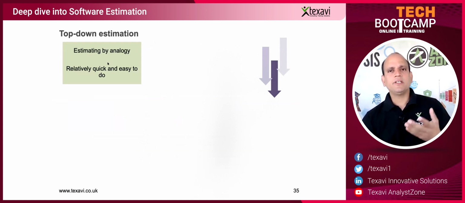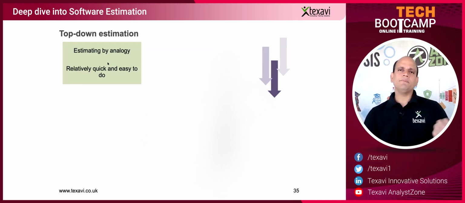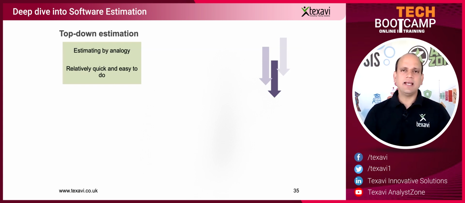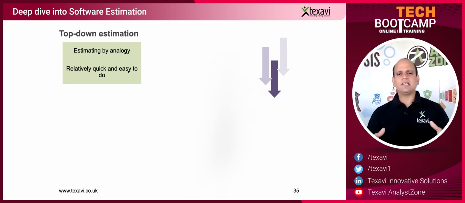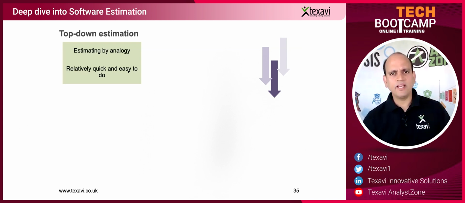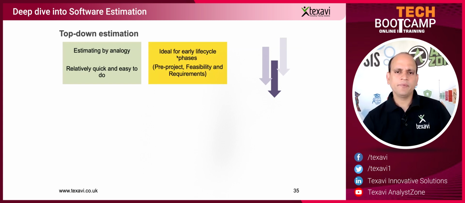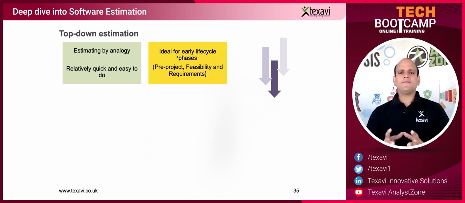That means you are trying to compare this existing one with something that you already did before. So you are assessing the size based on something you already know. And obviously, as it is based on comparison, you don't have to really get into the details. So it is relatively quicker and easier to do compared to the other types of estimation. And this is really good for early life cycle phases of a project.